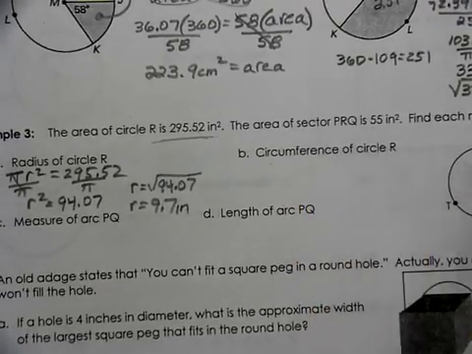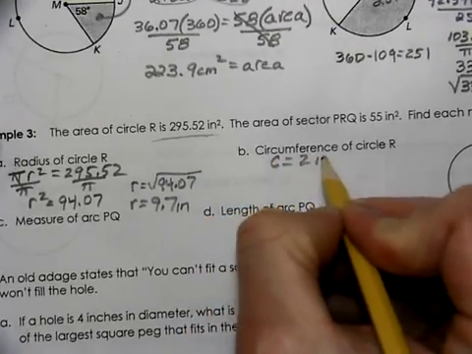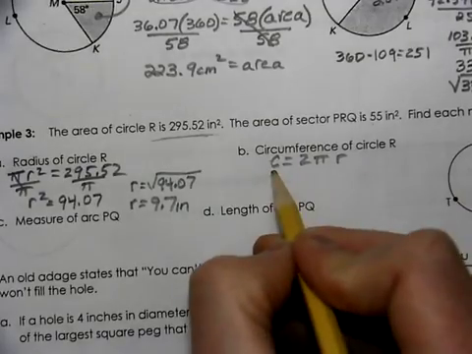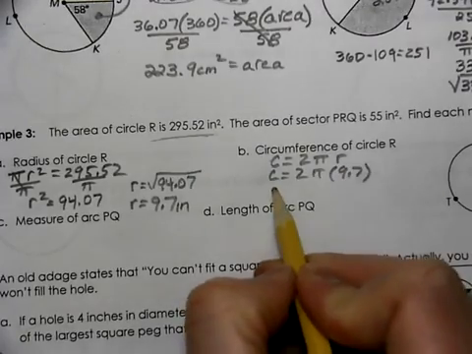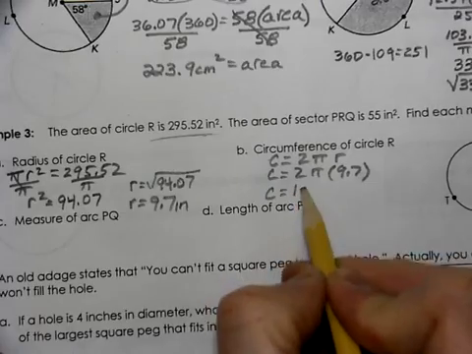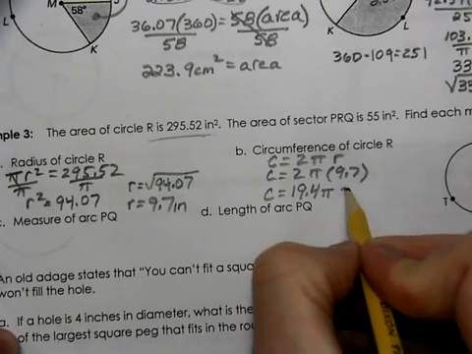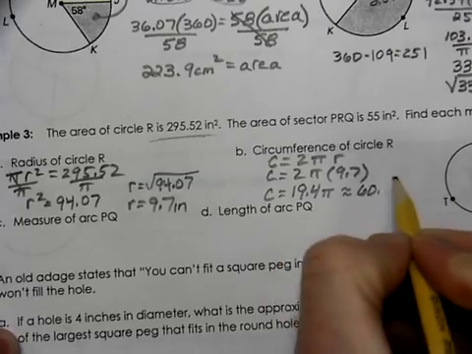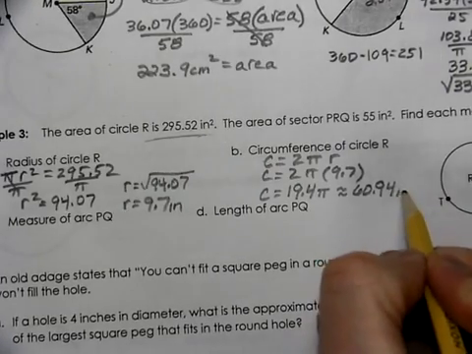What do we need to do to figure out the circumference of a circle? There's a formula to use for circumference. C equals 2 pi r. So C equals 2 pi times 9.7. That gives me an exact answer of 19.4 times pi. That would be our exact answer. And with a calculator, we would come up with an approximate value of 60.94. And because this is circumference, it's a distance, those would just be inches.